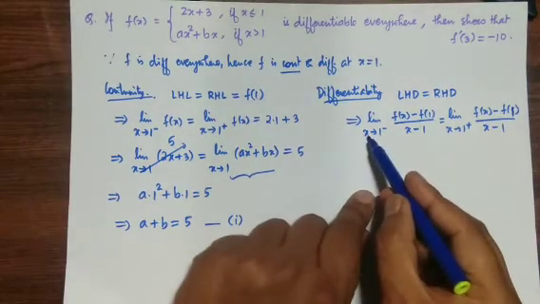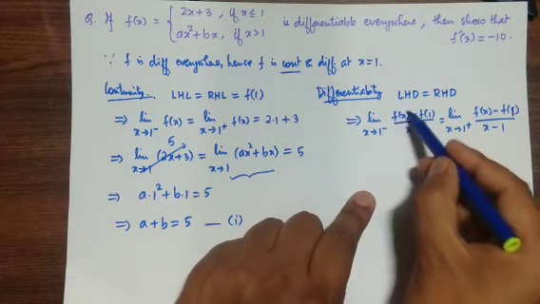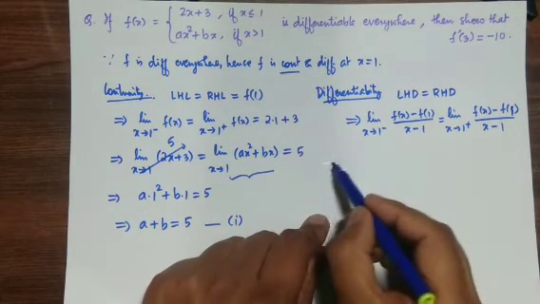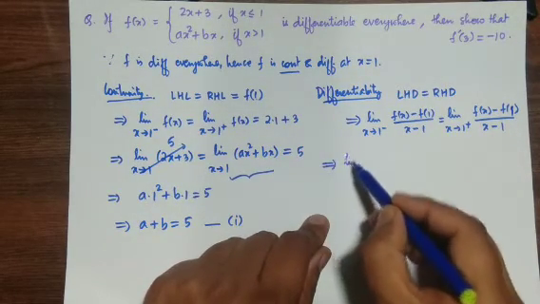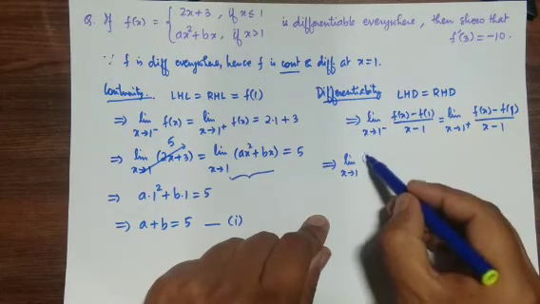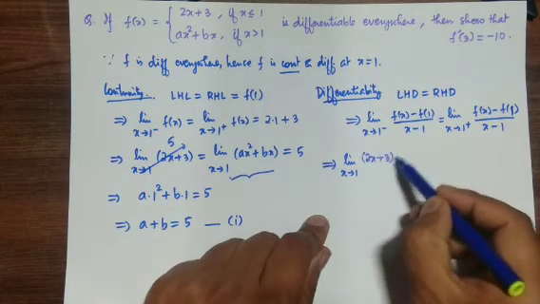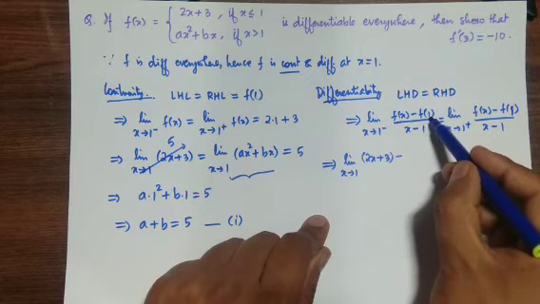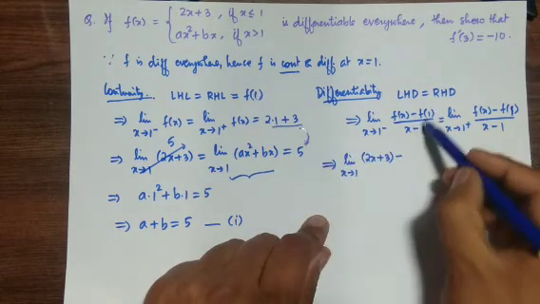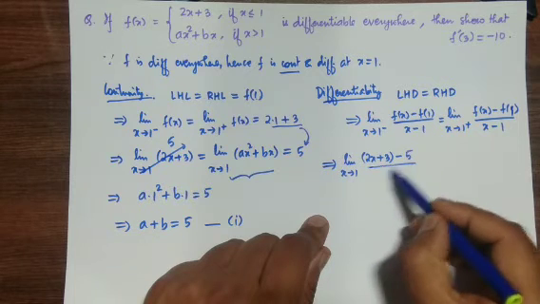Now again this x is less than 1, so that's why my functional value will be equal to 2x plus 3. So we have limit x tends to 1, f(x) becomes 2x plus 3, so (2x plus 3 minus f(1)), and what is the value of f(1)? The value of f(1) turned out to be 5, so this can be written as 5, over x minus 1.